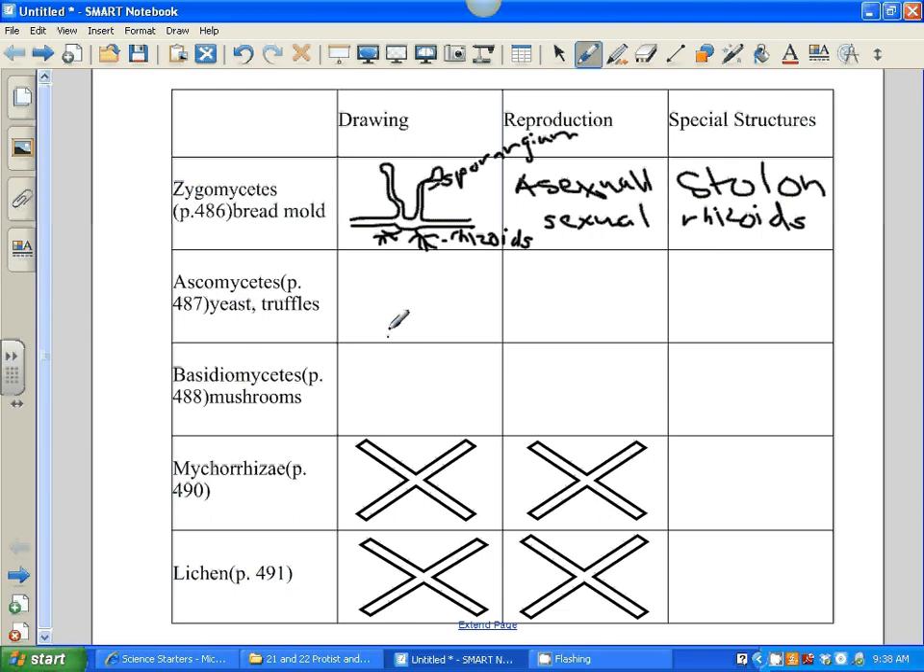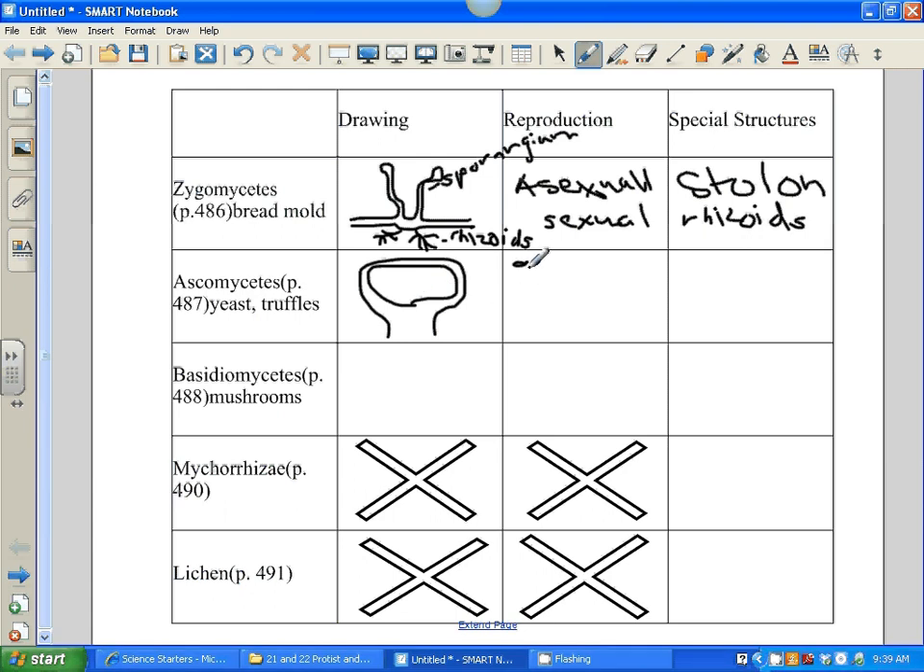And they're pretty simple looking. It looks like a little cup that grows. And these are important in cooking. We use yeast to make our bread rise. We also use it to ferment different things, make alcohol. And really, that's all there is to that one.